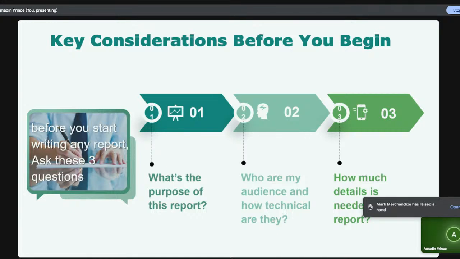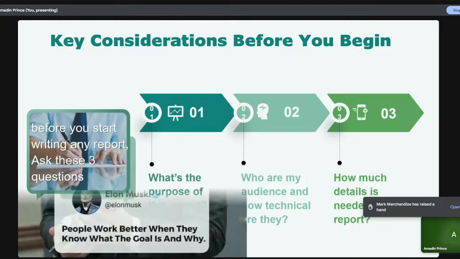We are revolving around theory today. But well, let's just go on. We ask ourselves three main questions. Number one, what is the purpose of this report? Like I said before, understand the purpose of the report. Number two, who is the audience and how technical are they? Because once you know that, you know how to write the report. And number three, how much detail does it need? So number two would help you answer number three. Once you get the second step right, you will know how much detail is needed in your report.